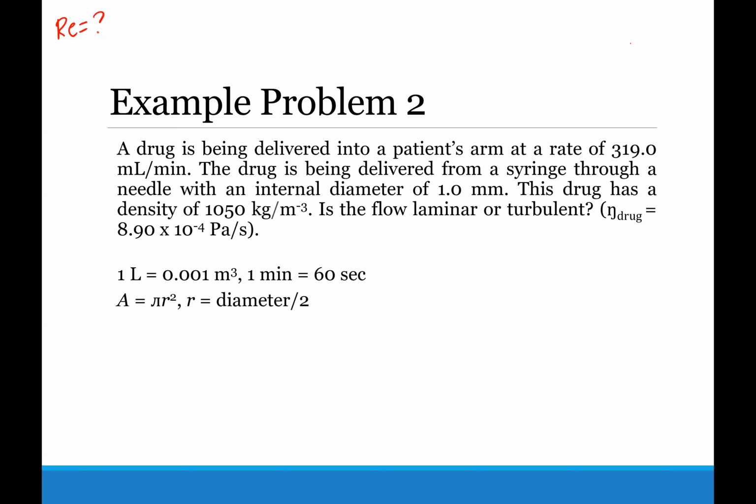And that is what we're ultimately going to be looking for in example problem 2. If RE is greater than 3,000, then the flow is turbulent. If it's less than 2,000, then the flow is laminar. Example problem 2 reads, a drug is being delivered into a patient's arm at a rate of 319.0 milliliters per minute. So right off the bat, we have a volume flow rate of 319 milliliters per 1 minute.